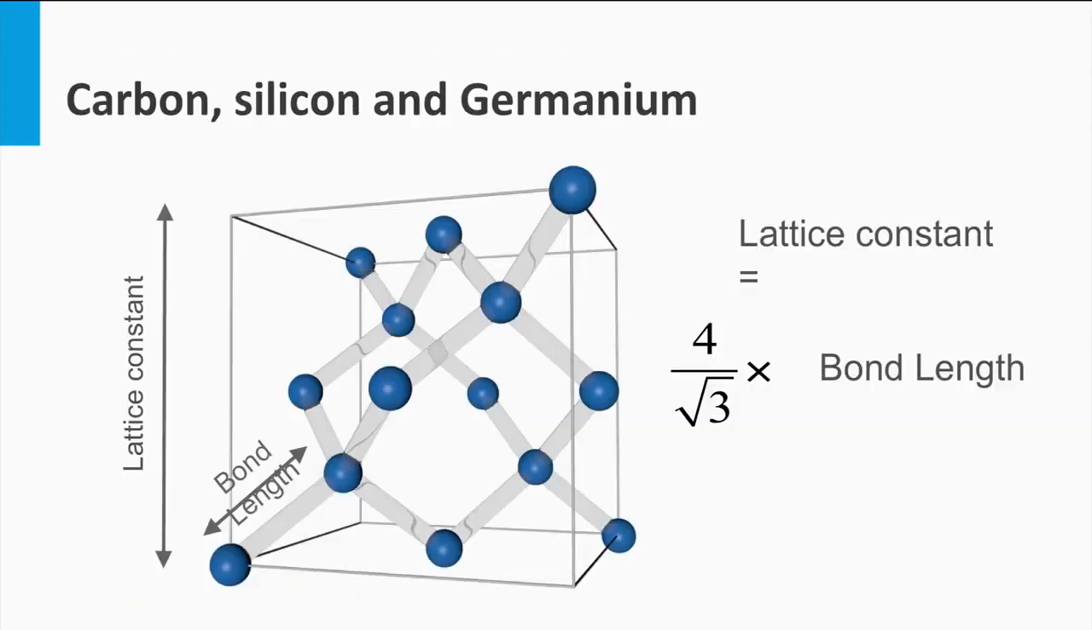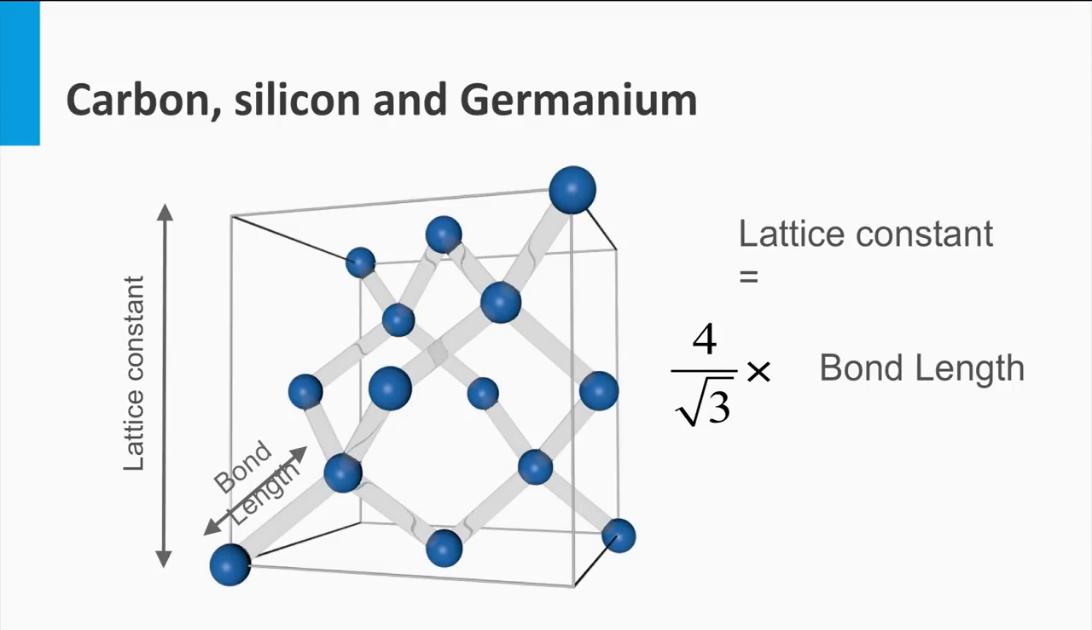The bond length is in general expressed in terms of lattice constant. What is the relation of the lattice constant and the bond length for a diamond cubic crystalline lattice? In this figure, the unit cell of a diamond cubic crystalline lattice is shown. The edge length of this cube is equal to the lattice constant. In a diamond crystalline lattice, the lattice constant equals 4 times the silicon-silicon bond length divided by the square root of 3.